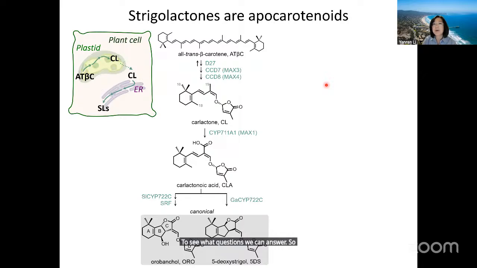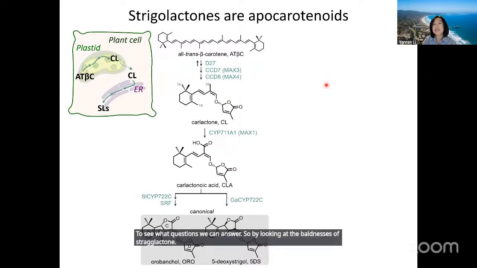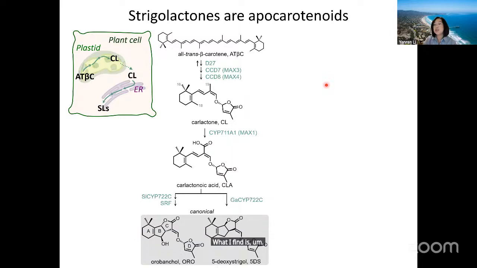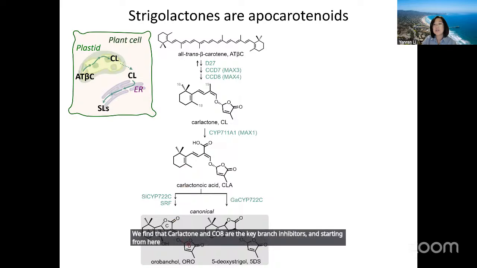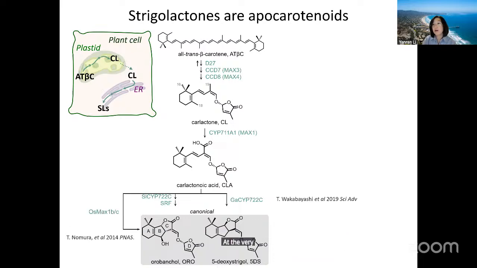So by looking at the biosynthesis of strigolactone, a little bit of intro into the background: we find that carlactone and CLA are the key branch intermediates, and starting from here, we are going to produce canonical strigolactone. We are really interested in how canonical strigolactone are produced because they are very important interorganismal signaling molecules. At the very beginning, we don't know how canonical strigolactone was synthesized until 2014, the first paper published on characterization of 2 MAX1 variants from rice that's able to convert CLA into orobanchol.